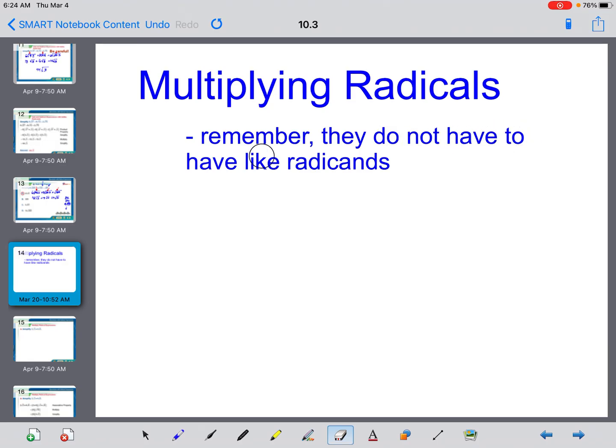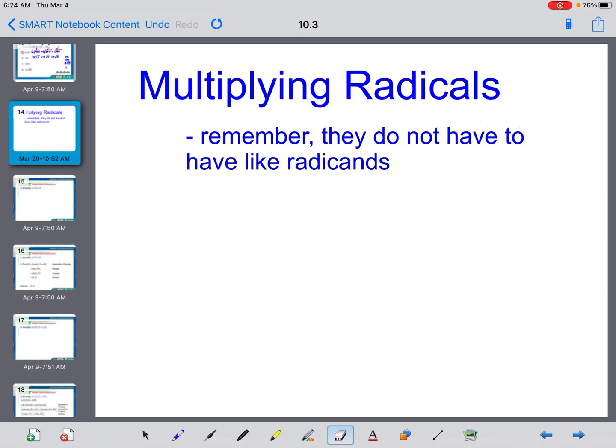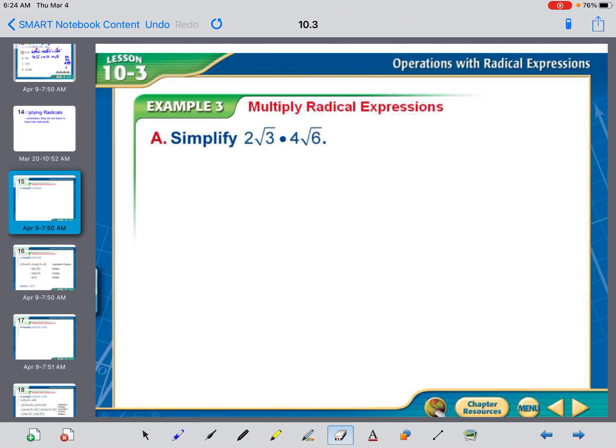Okay. So in multiplying now, that was addition and subtraction. In multiplying, remember, we do not have to have like radicands. We said that before. And here, these numbers inside are not the same, and we can't make them the same. There's no square hiding in there. There's no square hiding in there. They're not the same. But they don't need to be the same. It's okay if they're not the same.